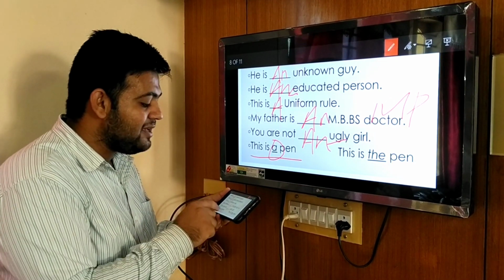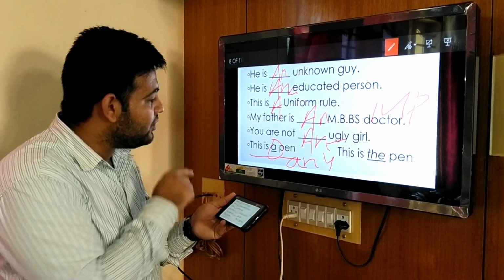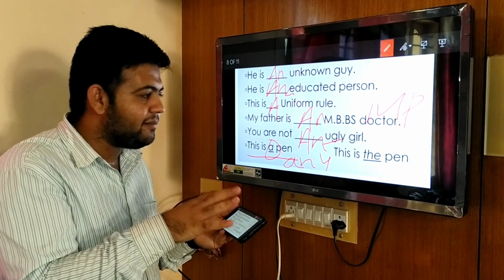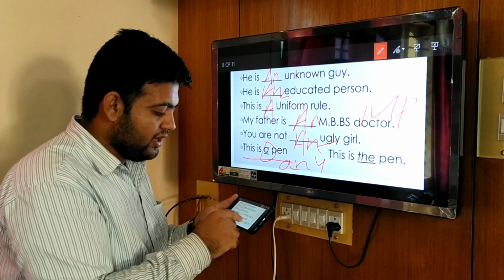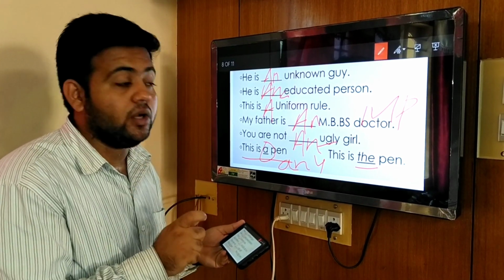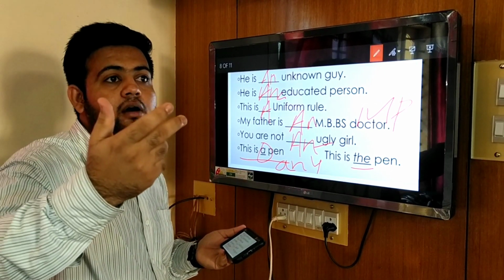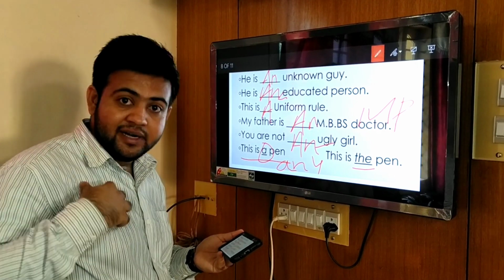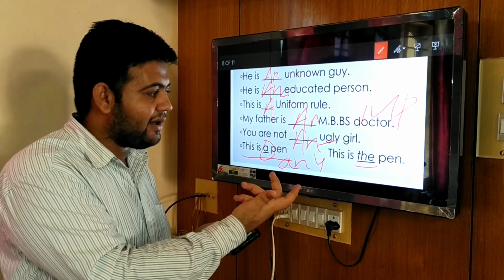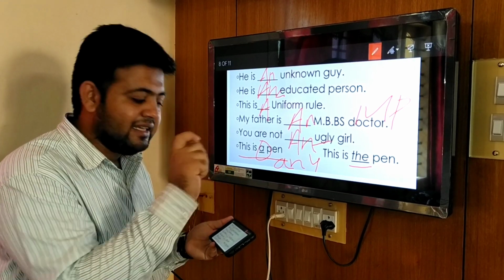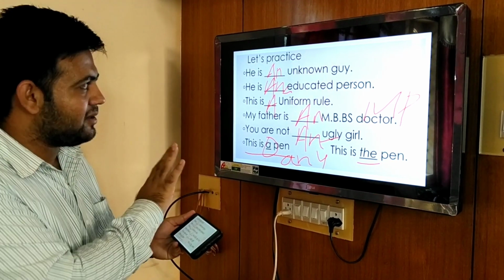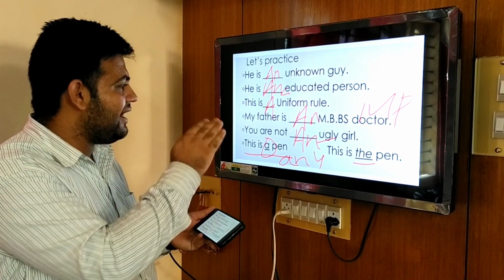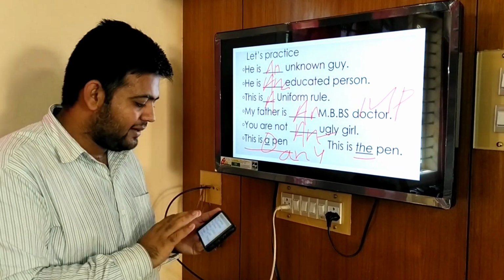This A is for any pen. Here we will use A for any pen. It's random. But this is the pen. Here we use the because the is particular. This pen was given by my principal for my birthday gift, or maybe a particular special pen, right? So that's why we use this is the pen. It's very clear. So we have discussed some examples of a, an and also the article, right?